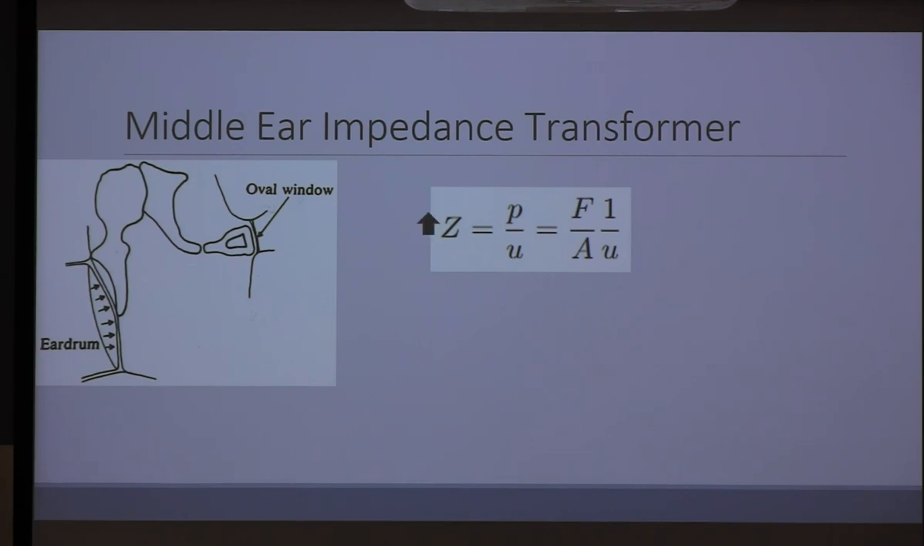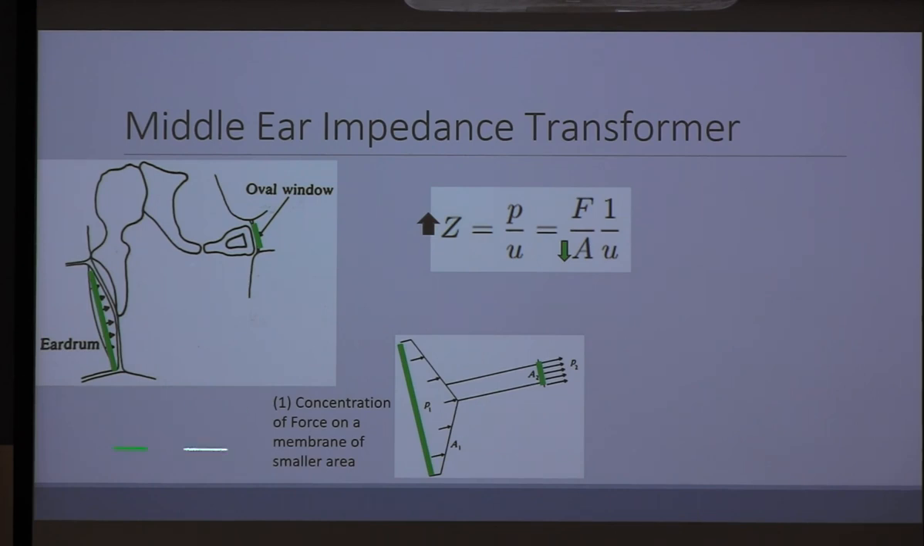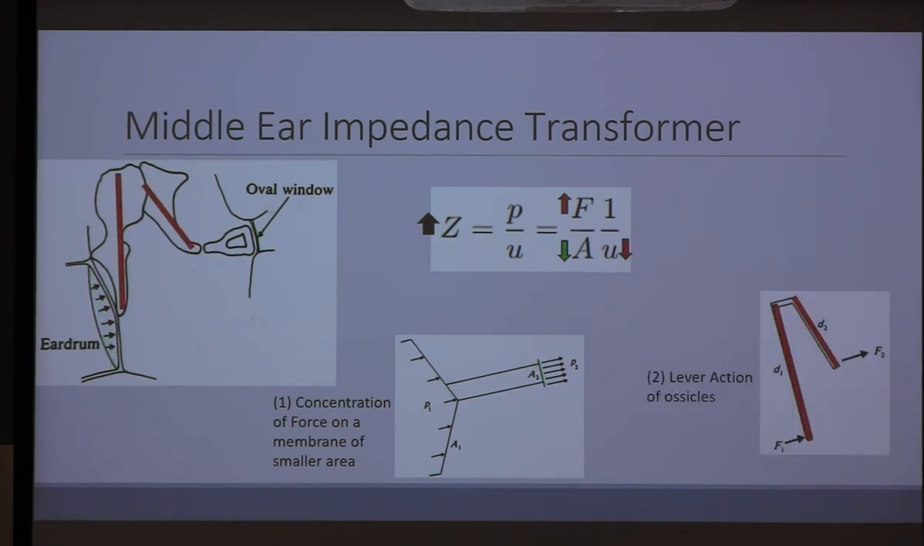And how does it do it? We want to increase the impedance. And so the first way it does this is by concentrating the force pressed on the eardrum into a membrane of smaller area. So that's decreasing the area, which will increase the impedance. And the second way is this lever action of the ossicles, these bones. The malleus and incus will have a pivot here. And so through the lever action, this will increase the force and decrease the velocity at which this point is traveling relative to that point.